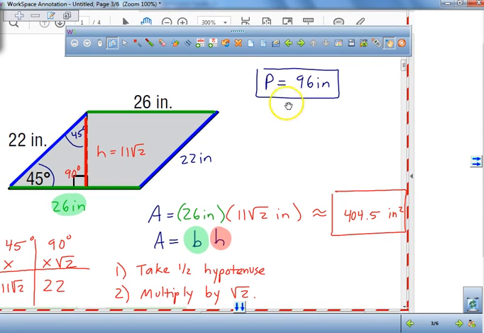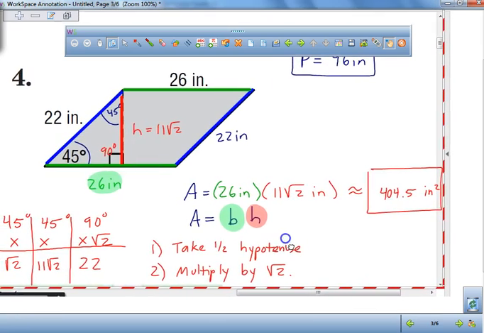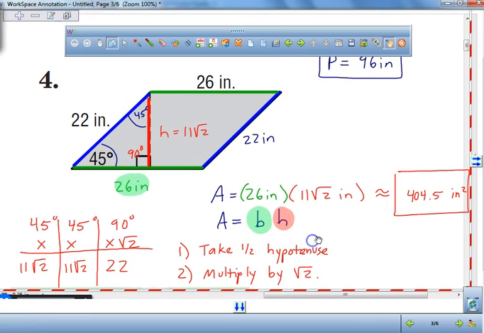What's the perimeter equal to? 96 inches. So there's your two examples. What are you always searching for with the parallelogram? Making sure you know what the base and the height are, and that they better be connected by a right angle.